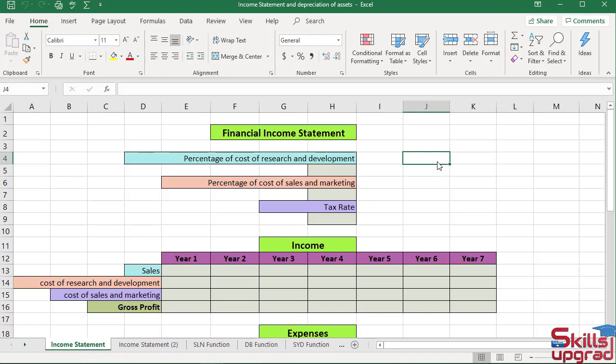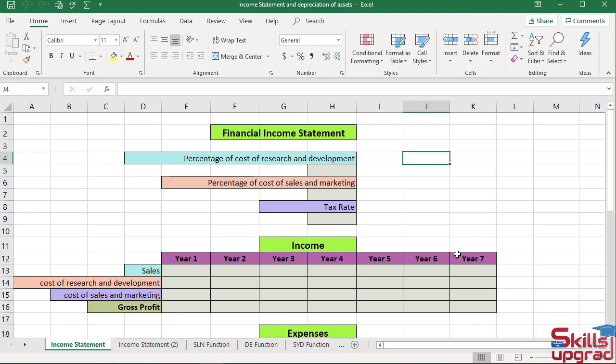To run a successful business, it is important to plan company income, expenses, and profit or loss. I have created the financial income statement worksheet to project the income, expenses, and profit or loss for its first 7 years. This financial income statement is divided into three main parts or sections.